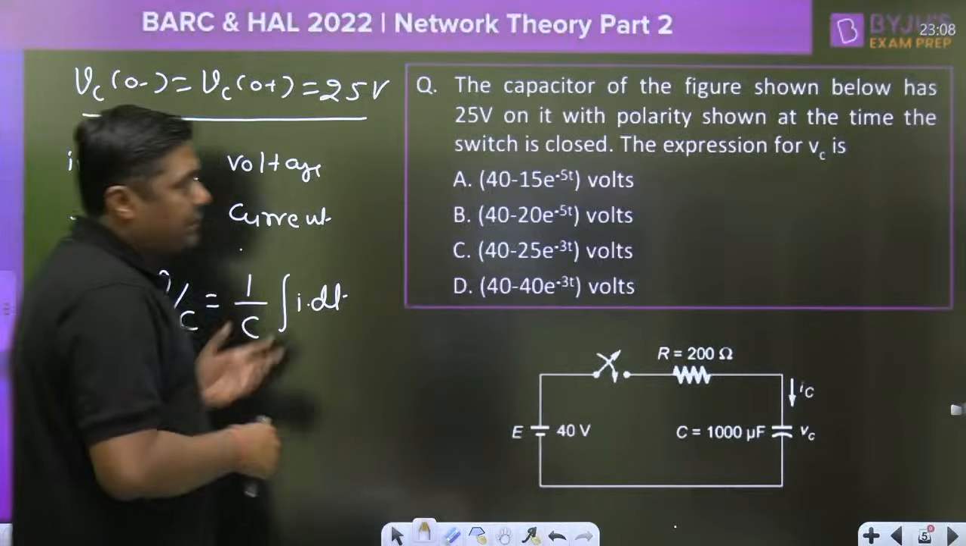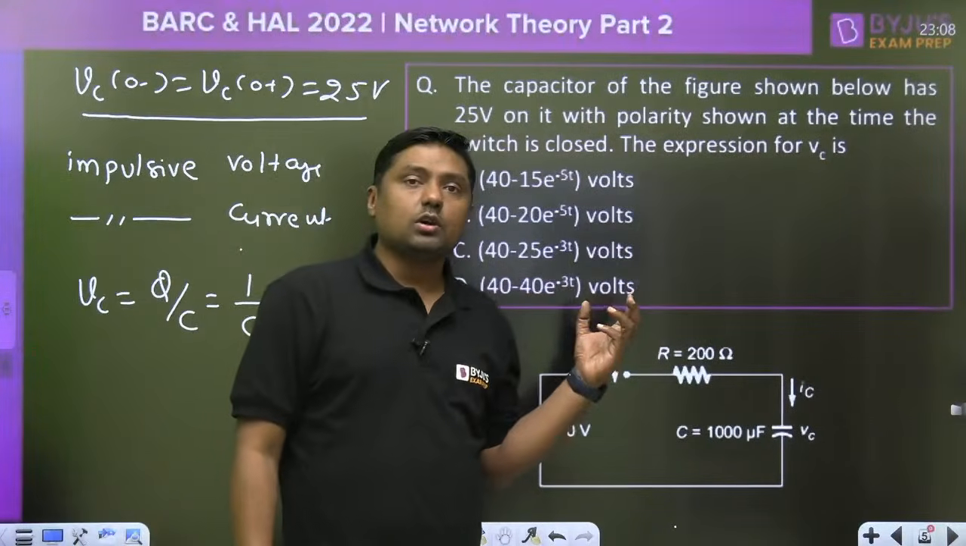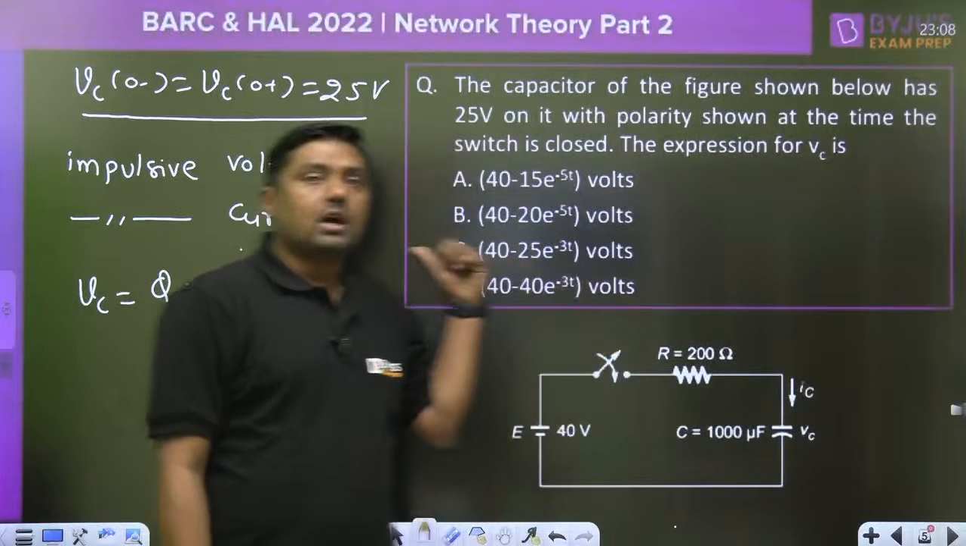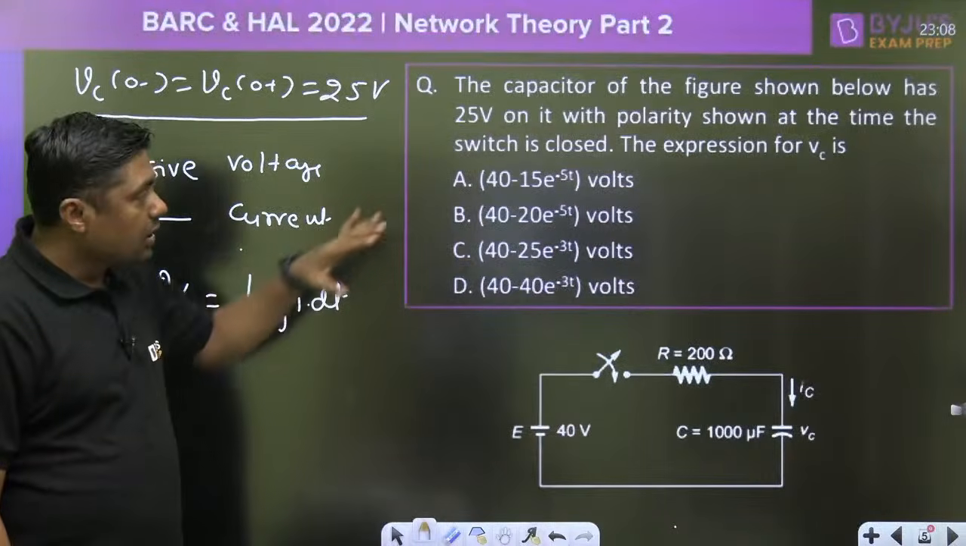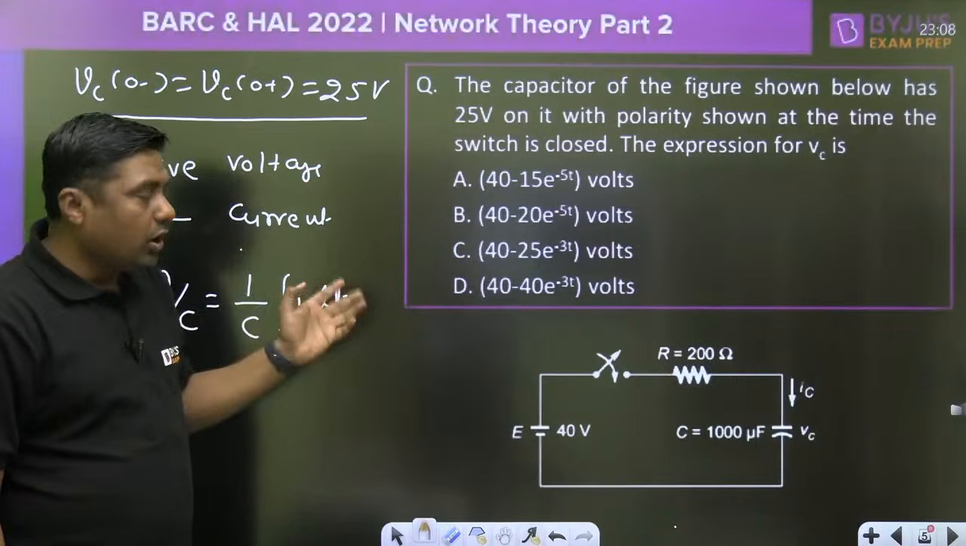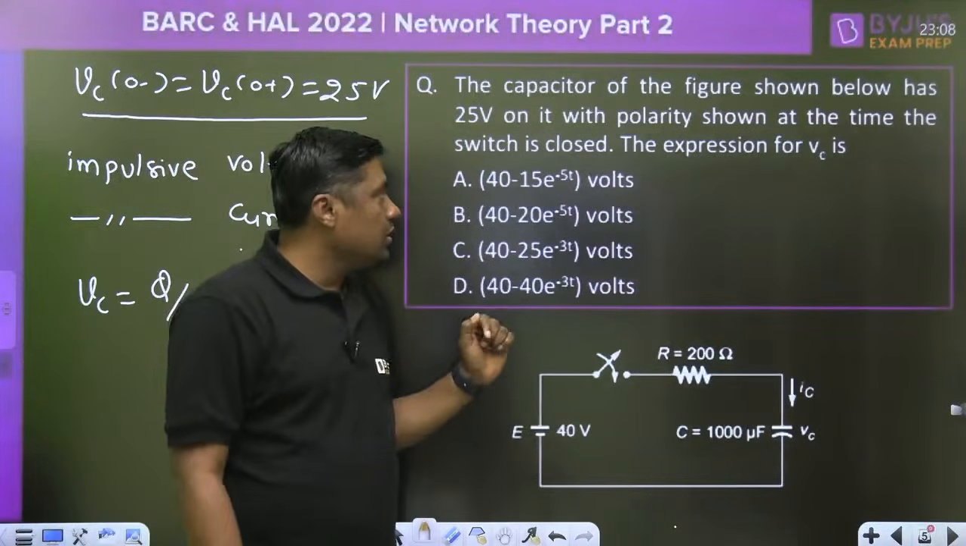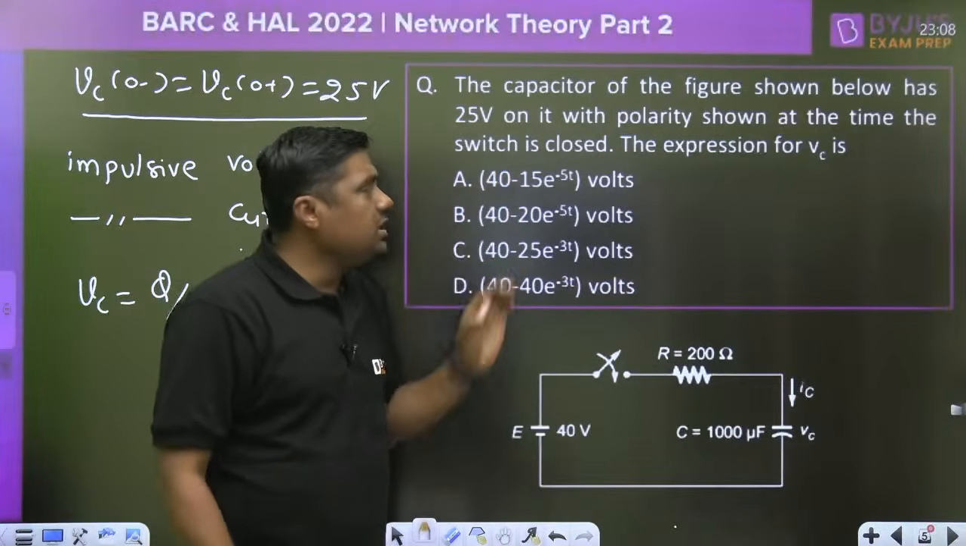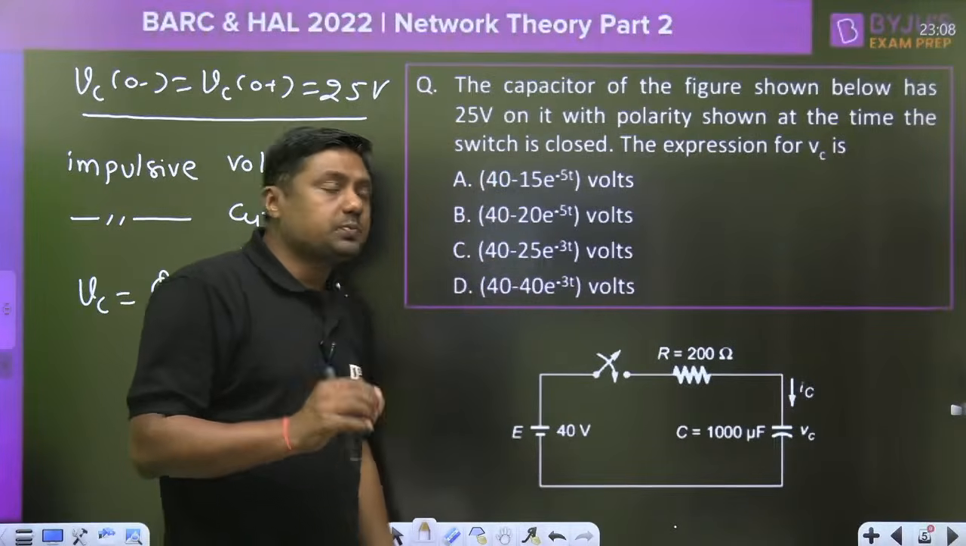Right? So normally the capacitor does not allow the sudden change of voltage. First of all, I will solve this question, then give me the answer for this particular question. What is the initial voltage given? 25 volt. Already it is charged by 25 volt. Now, what will be the expression?